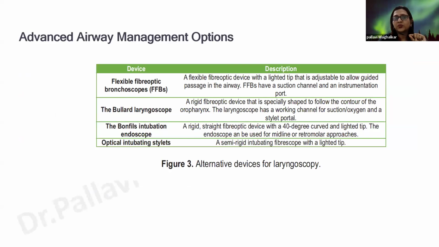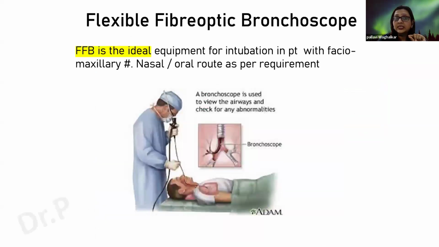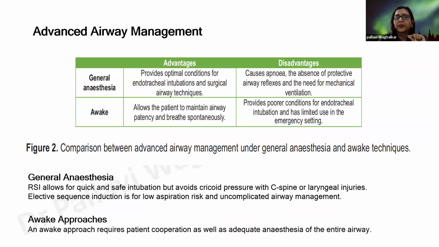Also, these advanced airway management options have been mentioned in these cases: FOB, Bullard laryngoscope, Bonfils intubation endoscope, and optical intubating stylets, which can be used in severely restricted mouth opening. And whenever a skillful clinician is there, these advanced airway management options can be used. Bonfils, again for trismus or restricted mouth opening, can be placed in the retromolar space in these cases, and intubation can be done.